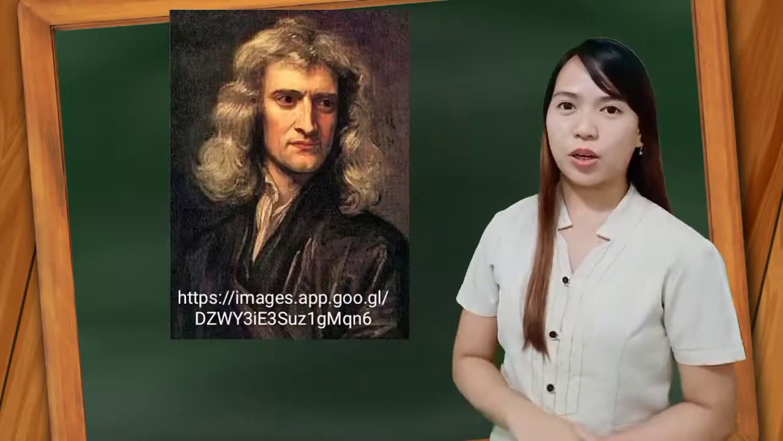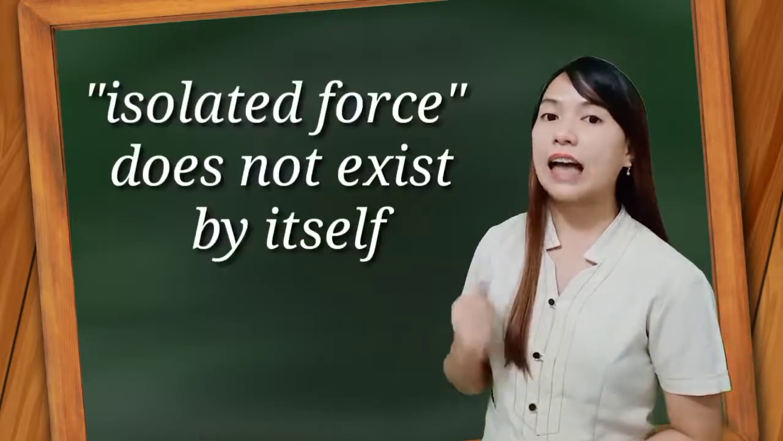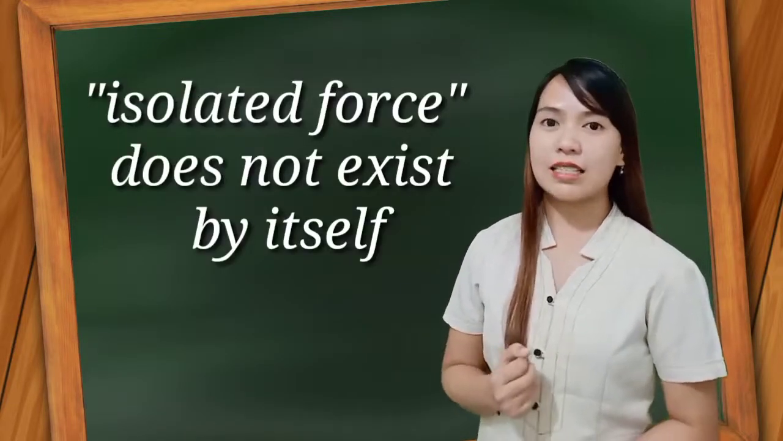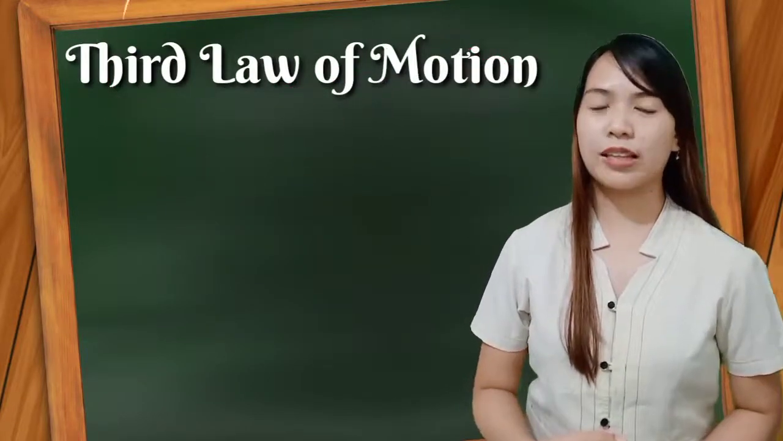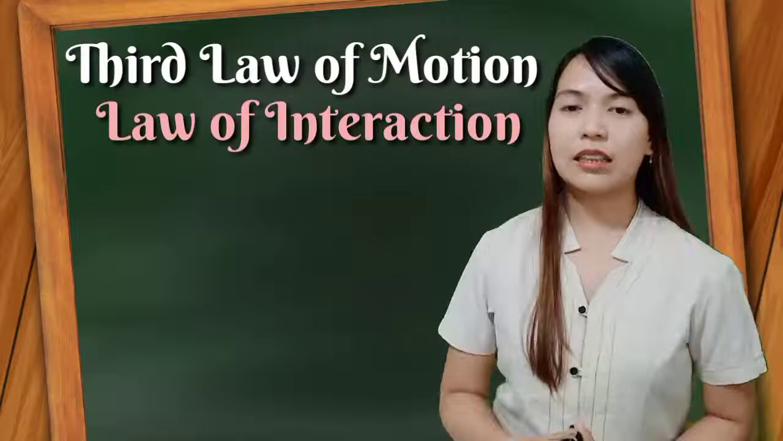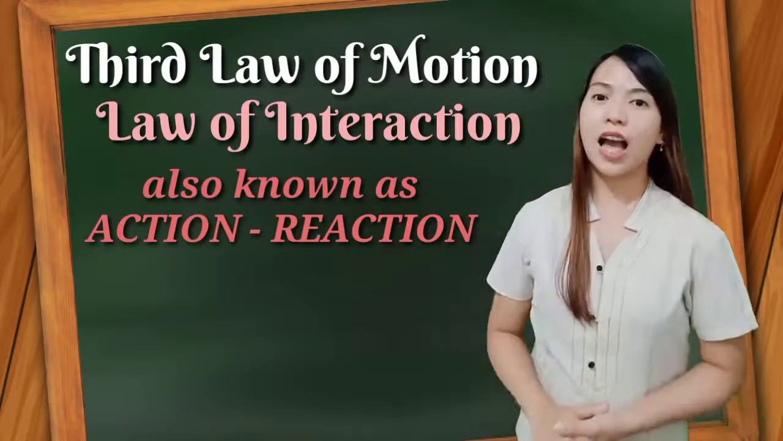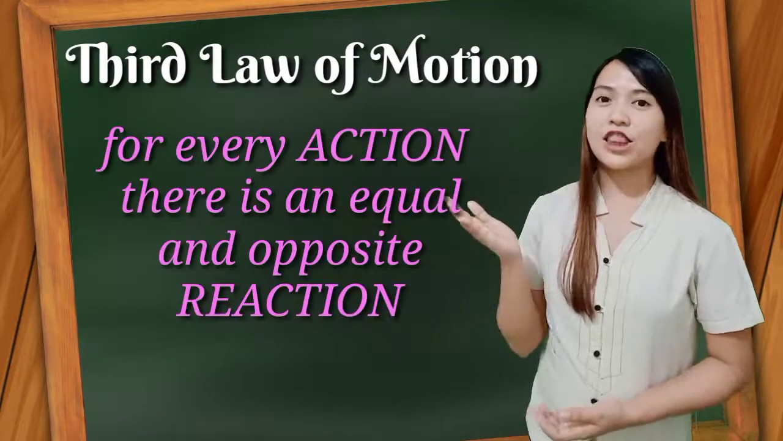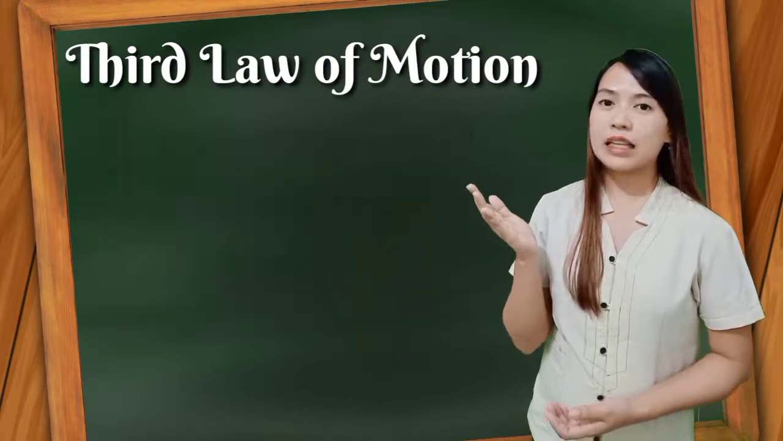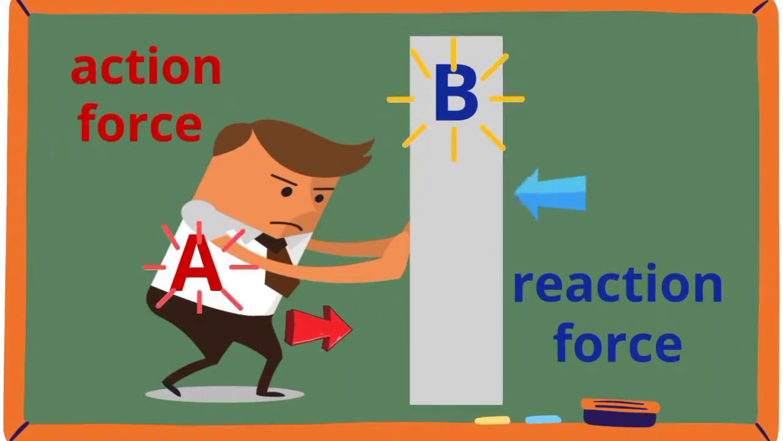Sir Isaac Newton realized that every force occurs in pairs, and an isolated force does not exist by itself. He therefore formulated the third law of motion, the law of interaction. The law of interaction is also known as action and reaction. The third law can be briefly defined as, for every action, there is an equal and opposite reaction. According to this law, action is accompanied by a reaction force, and the two forces must be equal and opposite.